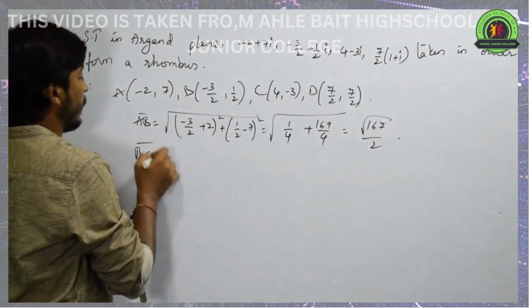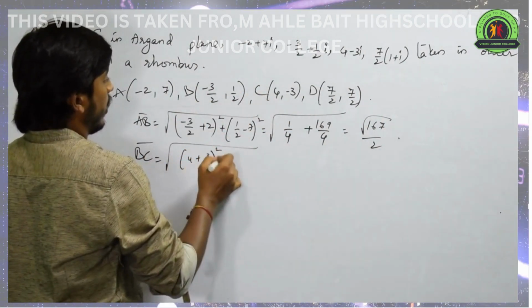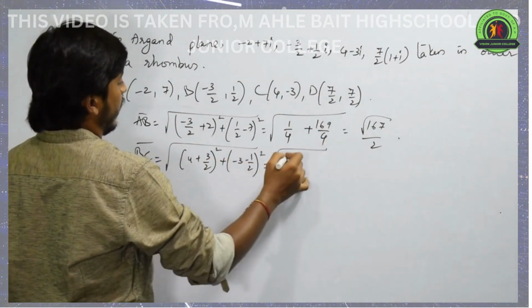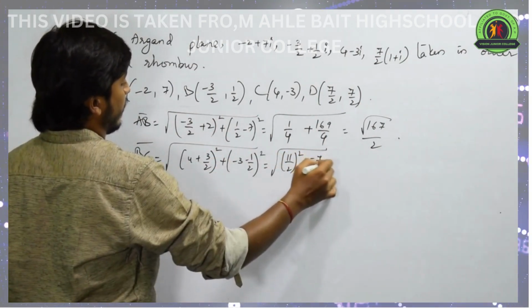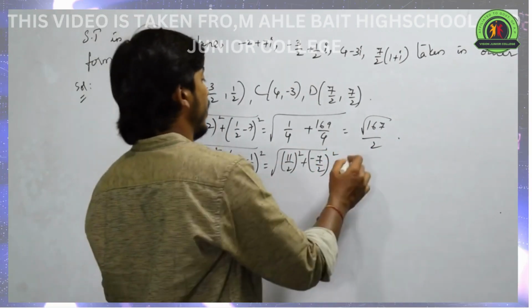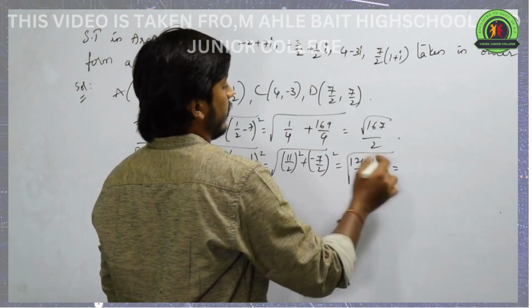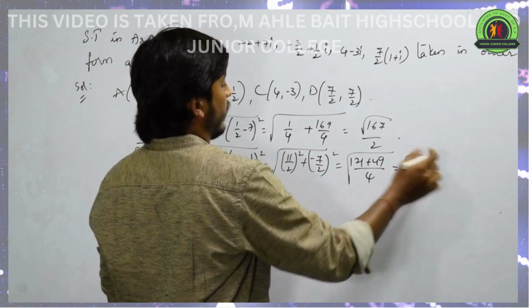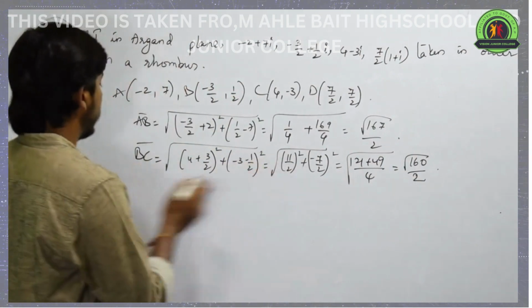Similarly, let us find BC. What do we get? 4 plus 3 by 2, and minus 3 minus 1 by 2 whole square. We get it as 4 2s are 8, 8 plus 3 is 11 by 2 whole square plus here minus 6 minus 1, that is minus 7 by 2 whole square. We will get it as 121 plus 49, whole divided by 4. We will get it as under root 170 by 2. Clear? So, let us find CD.